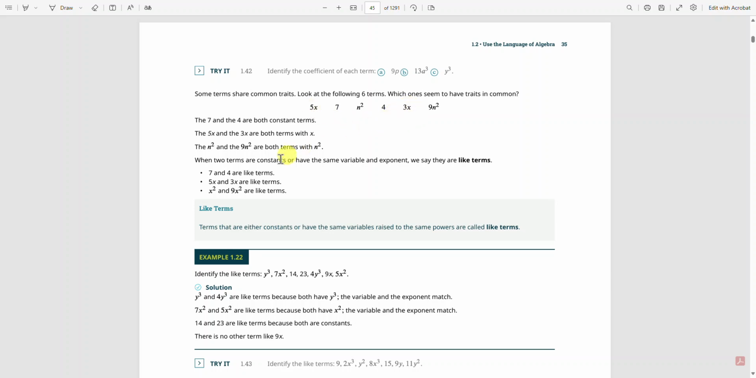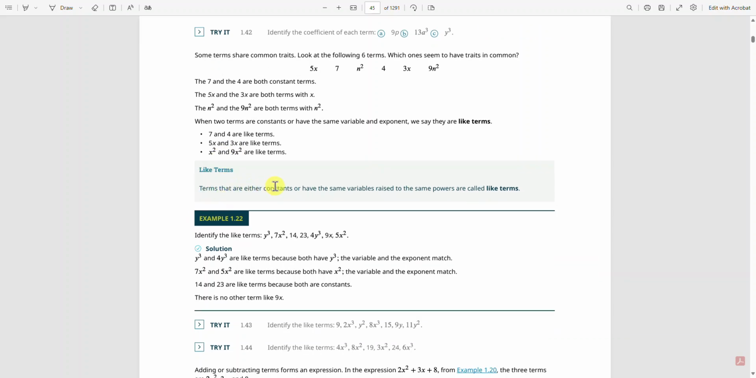terms. And lastly, x squared and 9x squared are like terms because they have the same variable, x, and the same exponent, squared. So if this was x to the third and 9x squared, we wouldn't say that they were like terms, but we could make them like terms. But anyway, let's learn the definition of like terms here.